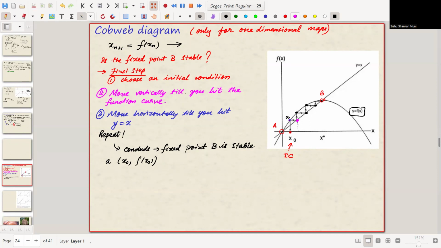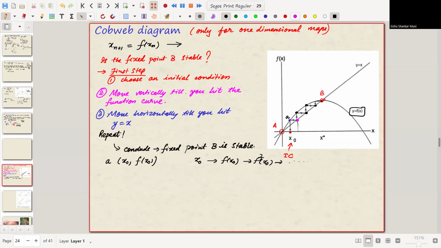So indirectly, you are iterating the map. Otherwise, what you would have done is start from x naught, iterate the map to get f of x naught, again, and so on, and see the behavior of the map. The same thing you are doing just by the diagram.